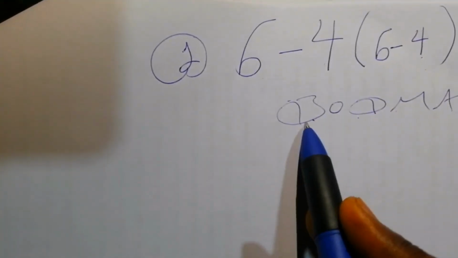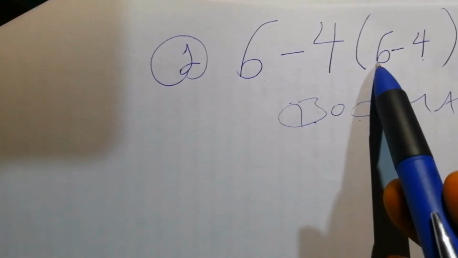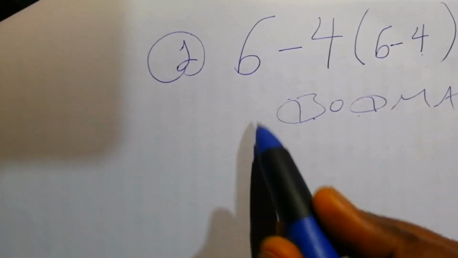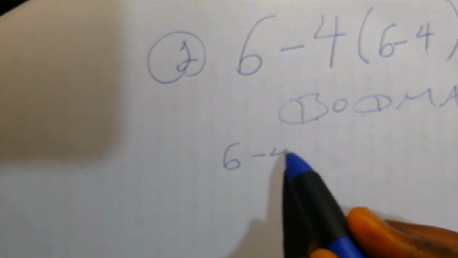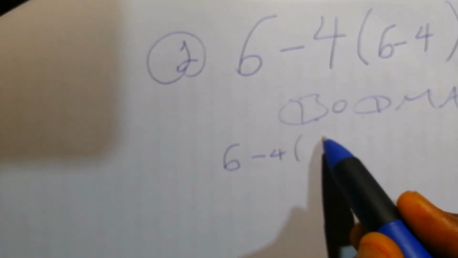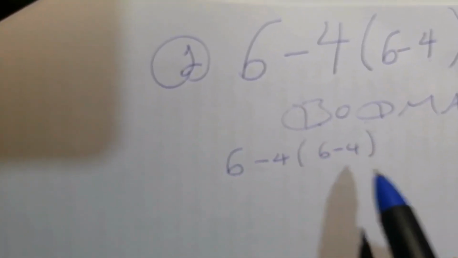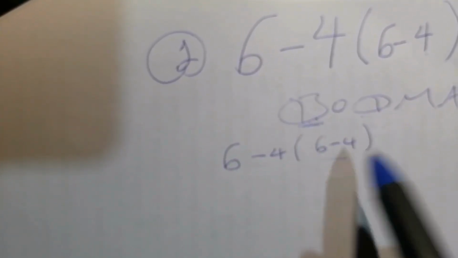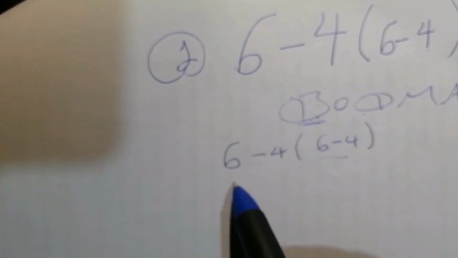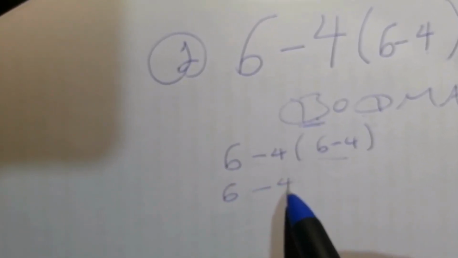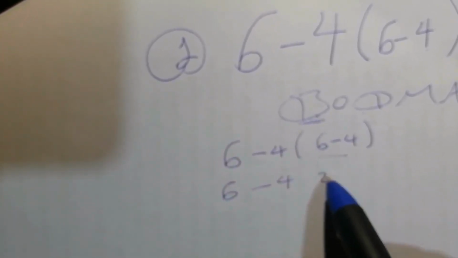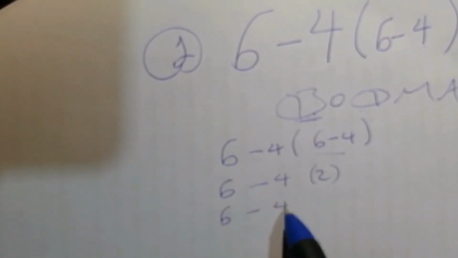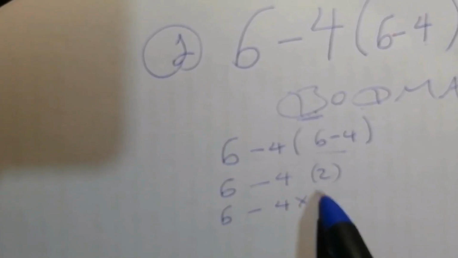First, there is a bracket here. In this question, there is a bracket, so we have to subtract the numbers found in the bracket. 6 minus 4 in bracket 6 minus 4, we have to do the bracket first. So 6 minus 4 is 2. That means 6 minus 4 times 2.